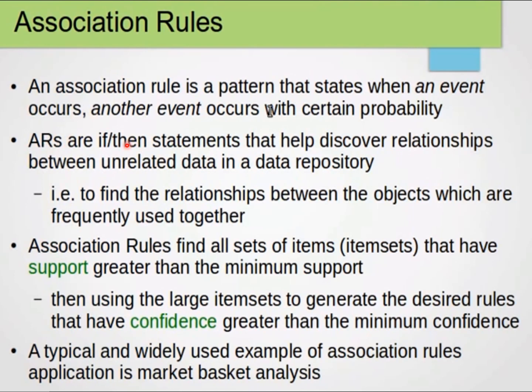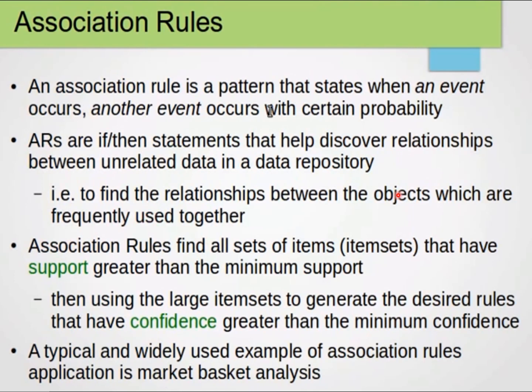So association rules are also if-then statements, and they help us discover relationships between seemingly unrelated data. So there is no logical relationship between bread and milk. There is also a very famous example where they found an association between buying diapers and beer. Although both are not related, it was uncovered through data that they can actually be associated with an association rule.